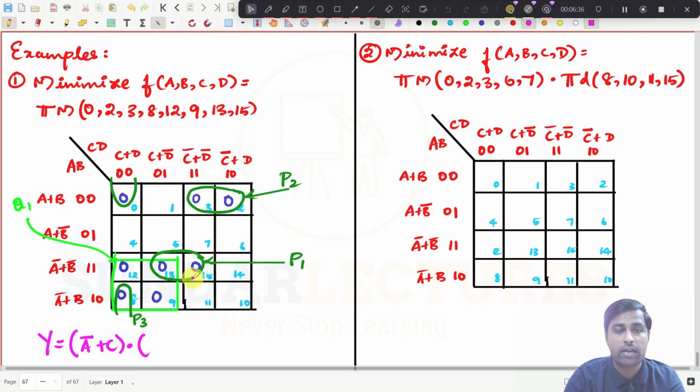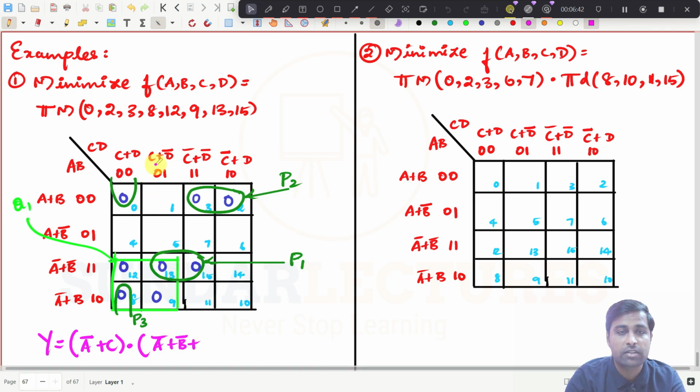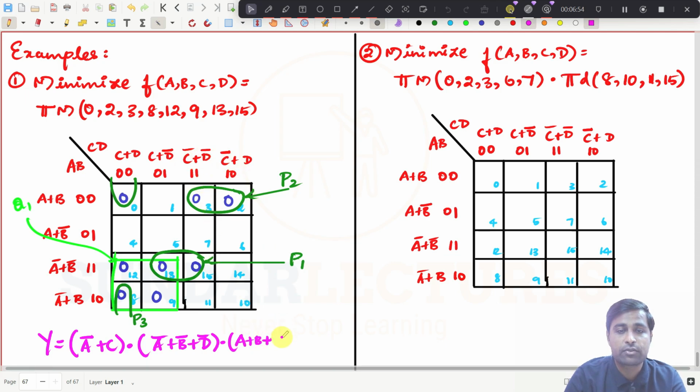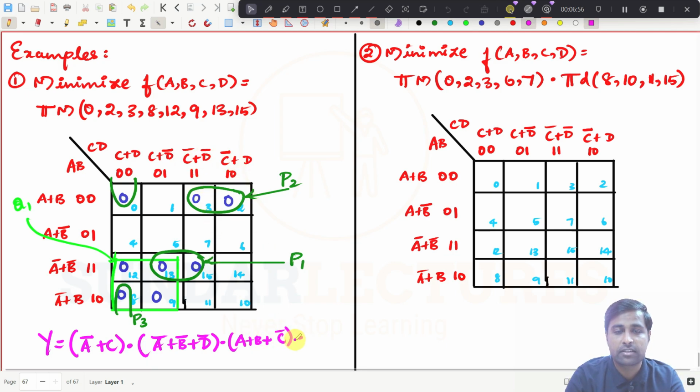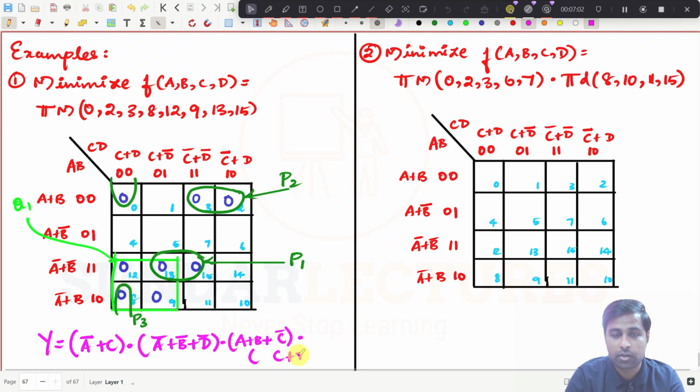And for pair number 1, straight away you can write this as A bar plus B bar, and then plus, what is the common term in these two? D bar is the common term. Then put a dot, and for pair number 2 you write A plus B plus, and what is the common term in these two? C bar. Then put a dot, and for pair number 3 you can write C plus D, no problem.